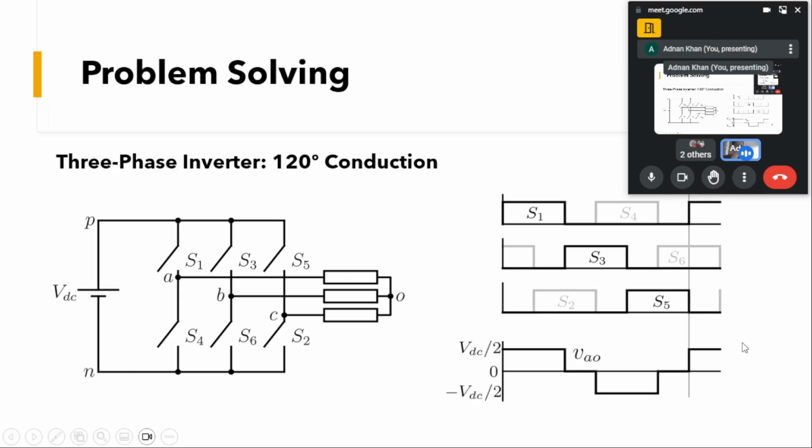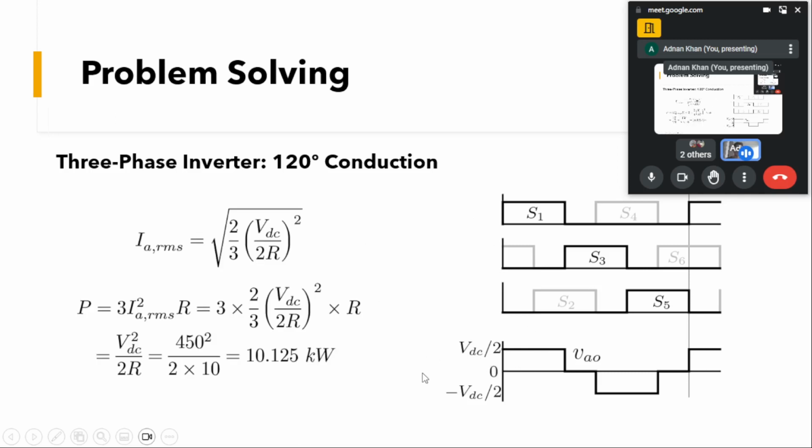So we got the voltage waveform of the load phase voltage VAO as a quasi square wave in the case of the 120-degree conduction mode. We saw that in the 180-degree conduction mode, line voltage was a square wave. In 120-degree conduction mode, phase voltage is a quasi square wave. So the peak of this current will be equal to VDC by 2 and R.